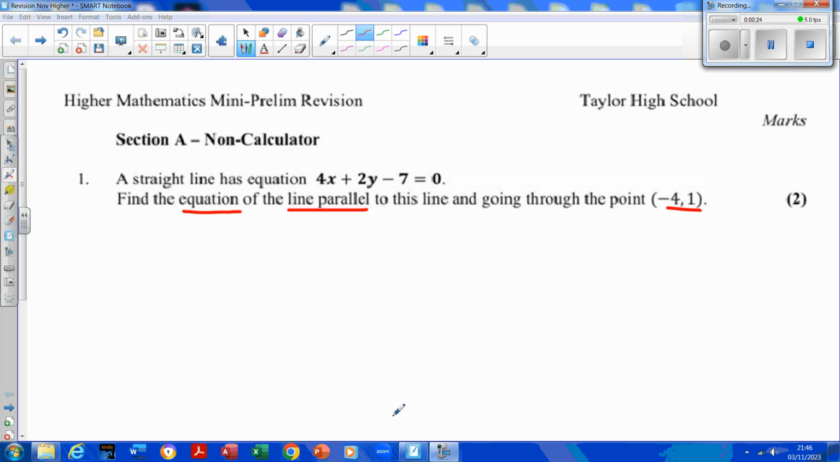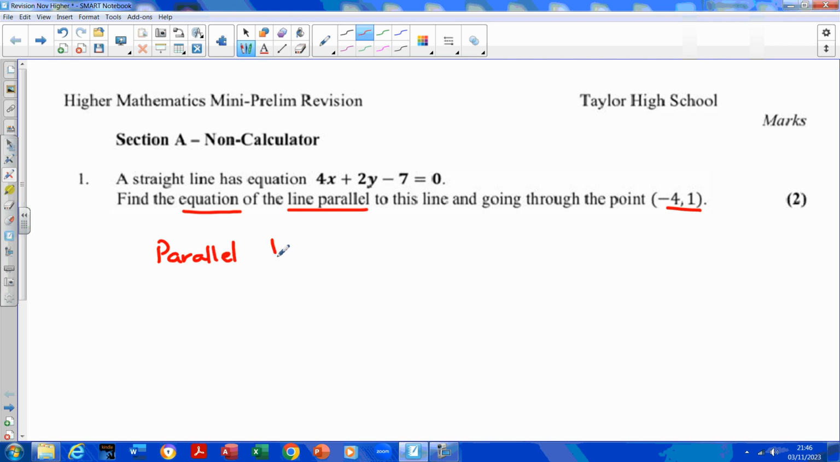But I don't have a gradient, but I'm told that it's parallel to that line there. So parallel lines have got equal gradients. So if you're doing this in a test, you write everything down. So parallel lines equal gradients. So the first thing you do is you have to get that line that we're given in a correct form. That's not the format that I can read the gradient from.